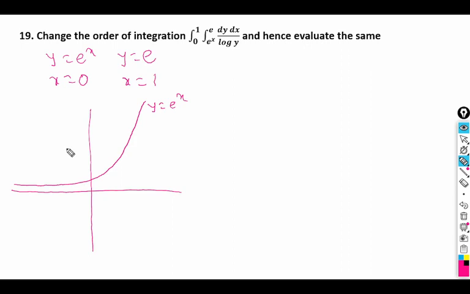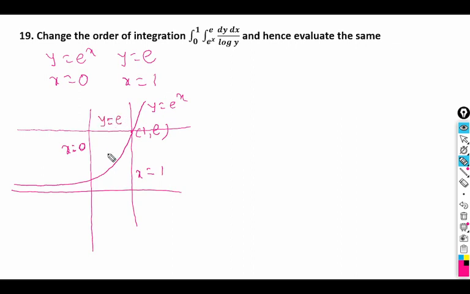x equal to 0 is the y-axis. x equal to 1 is parallel to the y-axis. So let's assume this is x equal to 1. If you replace x equal to 1 in this equation, we get y equal to e. So this coordinate is 1 comma e. And the last line, y equal to e, will be parallel to the x-axis and passing through that point only. So this is y equal to e.